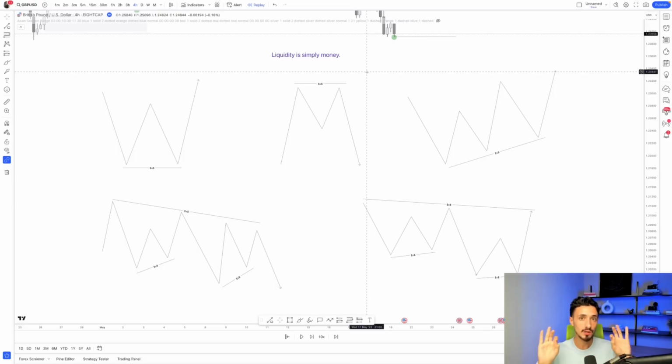That's it. That's all liquidity is. It's the understanding that the primary objective of this market is to gravitate into pockets of liquidity, but it's also to create pockets of liquidity. Why, you may ask? Because this is just a business model for the market makers.